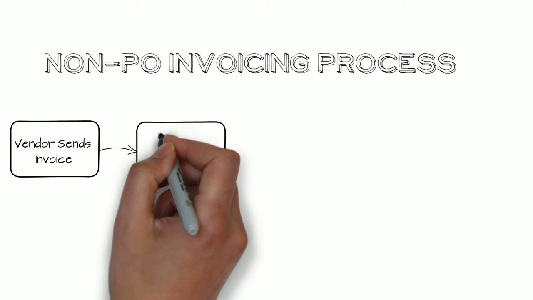The vendor sends the invoice to TransCanada. Remember, the invoice should be sent directly to AP, but if it is mistakenly sent to the requester, then the requester should forward it to AP.